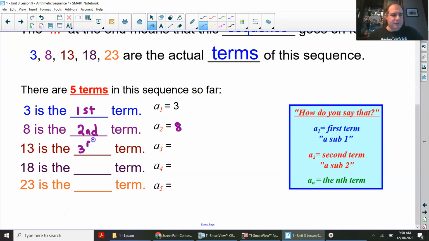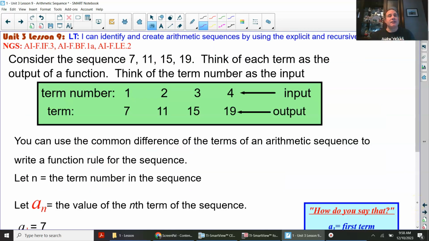13 is the third term in the sequence. A sub 3 is 13. 18 is the fourth term, so a sub 4 is 18, and 23 is the fifth term, and a sub 5 is 23. A sub n, if you ever see that, is the nth term. And it's a term that we don't have yet, and we're just kind of looking for that term, a sub n. So consider this sequence 7, 11, 15, 19.